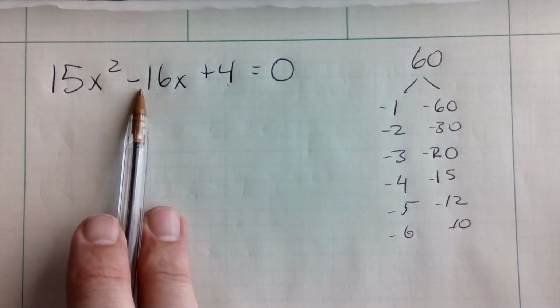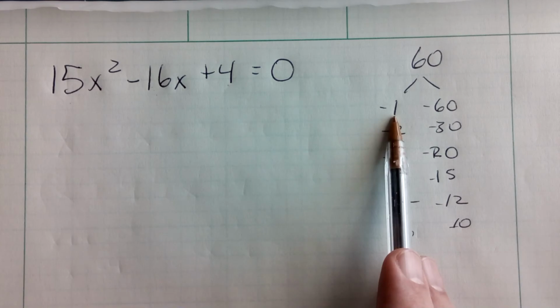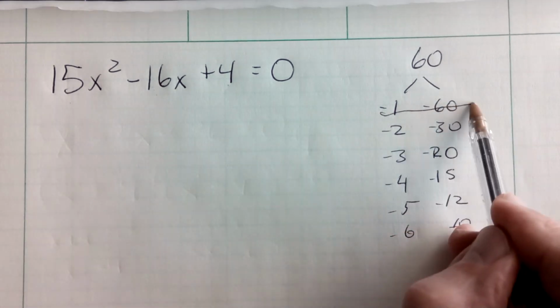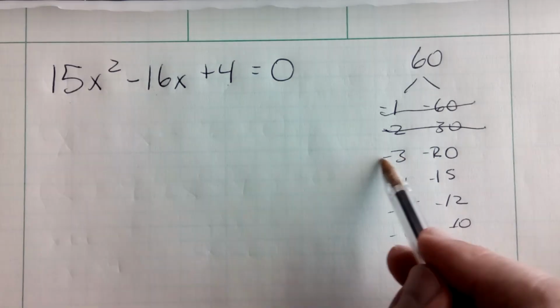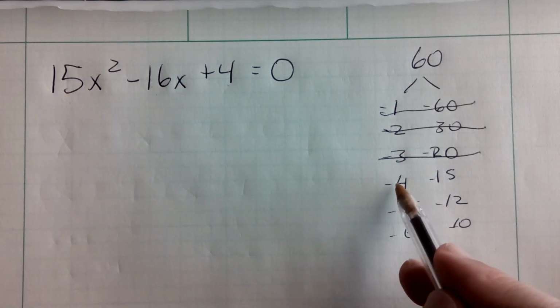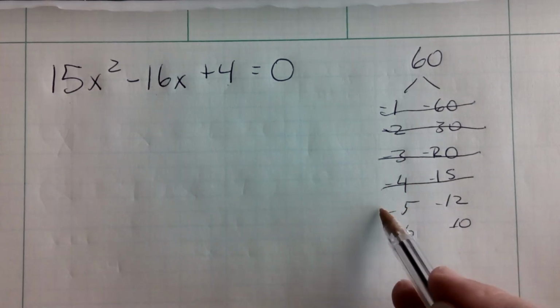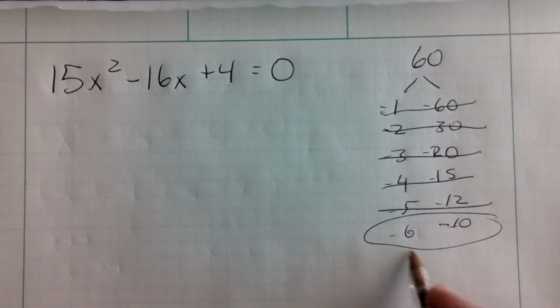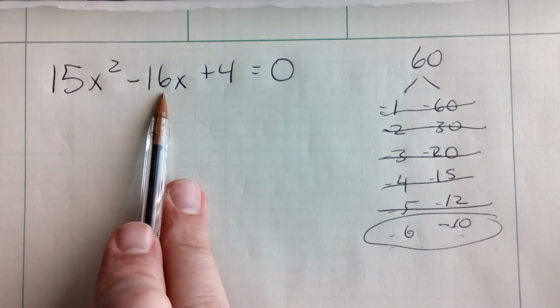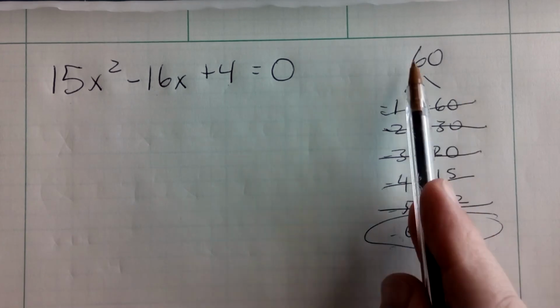Those two do not add up to negative 16, because remember, we're trying to get negative 16. Those two do not add up to negative 16. Those don't add up to negative 16. It's the very last one. A negative 10 and a negative 6 add up to negative 16, but multiply to give me a positive 60.